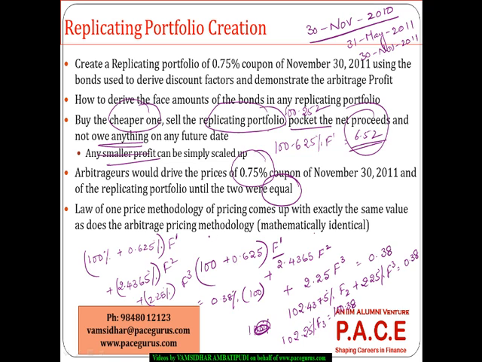But of course, the arbitrage pricing methodology is very tedious because I have to create a replicating portfolio like this. But whether I use an arbitrage pricing methodology or the law of one price methodology, the law of one price methodology is just the discount factors for each of the periods. Use those discount factors to do the pricing of any of the bonds that are typically coming up.